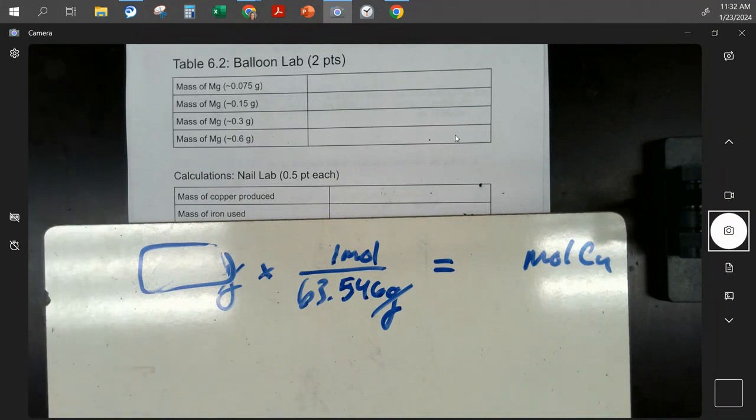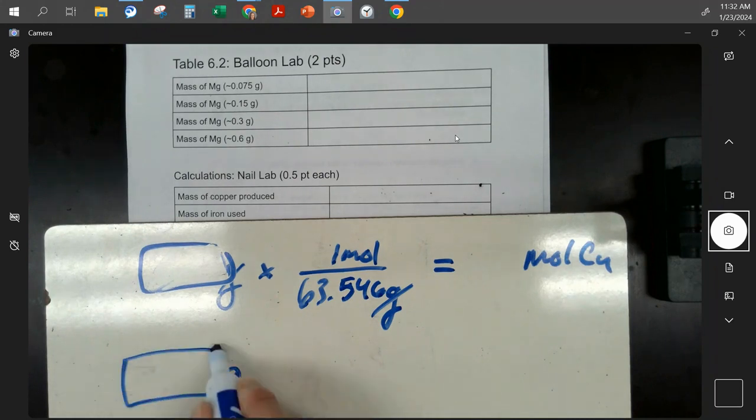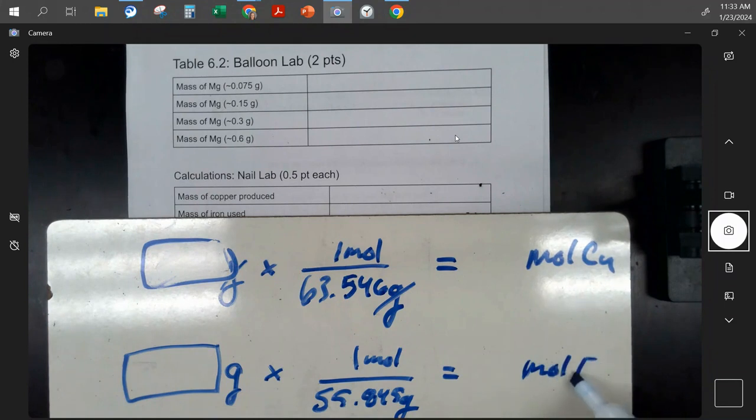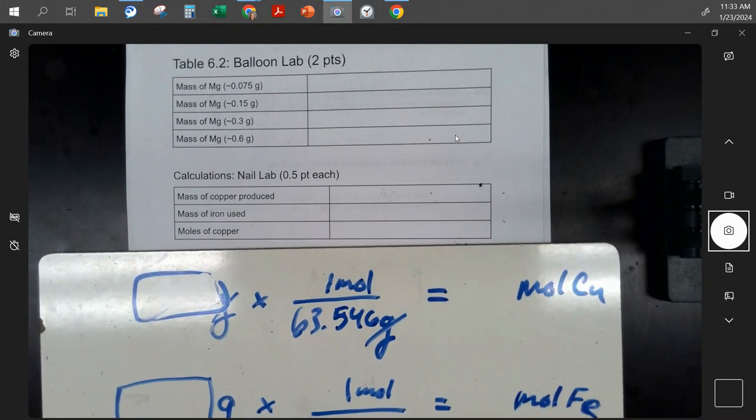And then you should figure out the mass of your iron. So figure out how much iron was lost from the nails. Then you're going to divide by the molar mass of iron, which is 55.845 grams for 1 mole. So then that should be moles of iron. Okay, so we've done the first 4 boxes. We're doing okay so far?